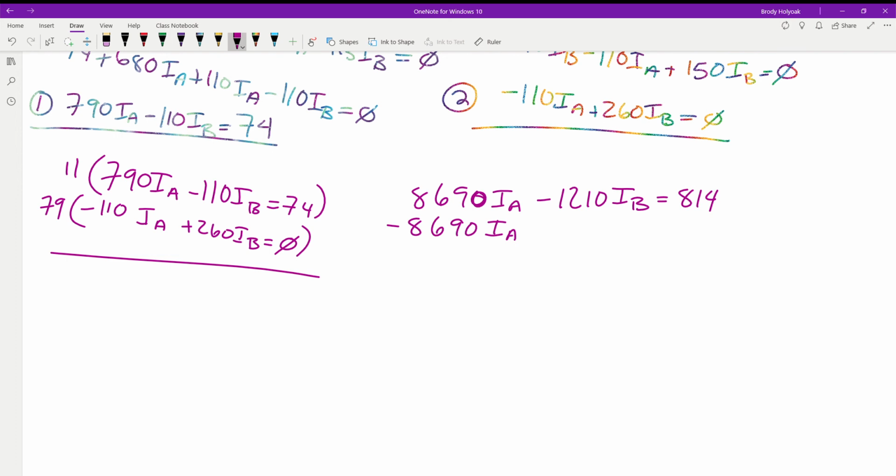We have our 260 multiplied by 79, and we're already negative. That helps too. Then we have a plus 2540 IB. All that is equal to 0. Any questions here?